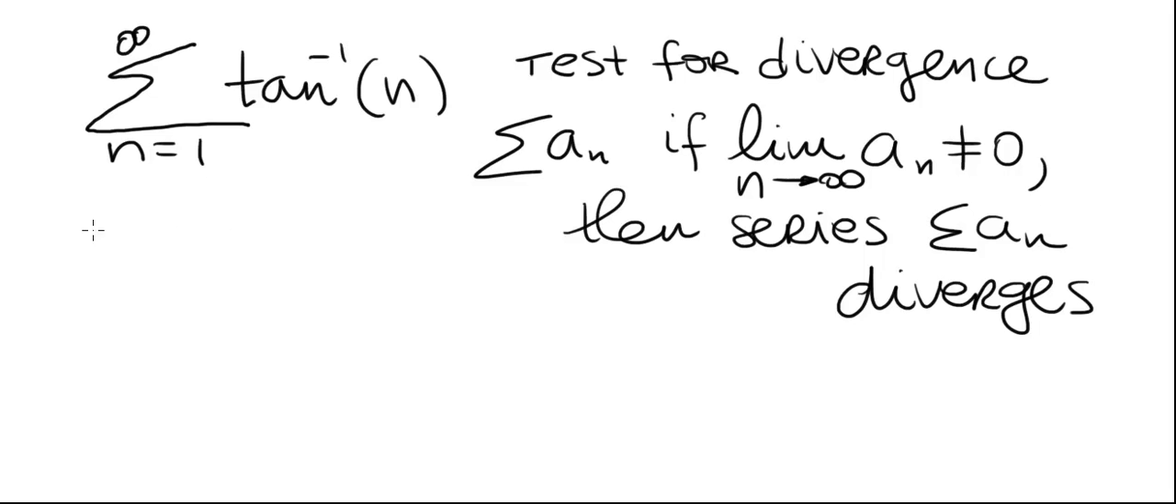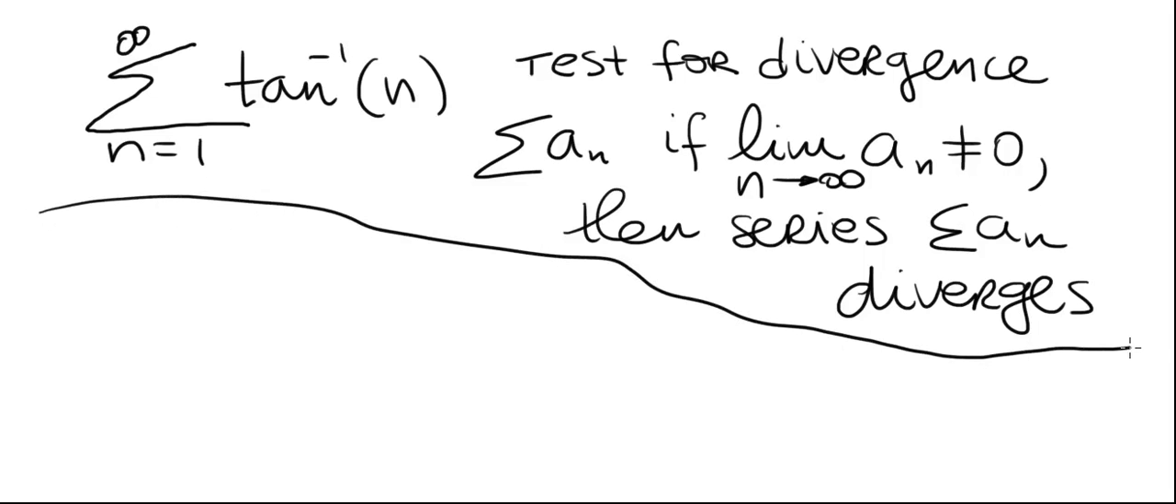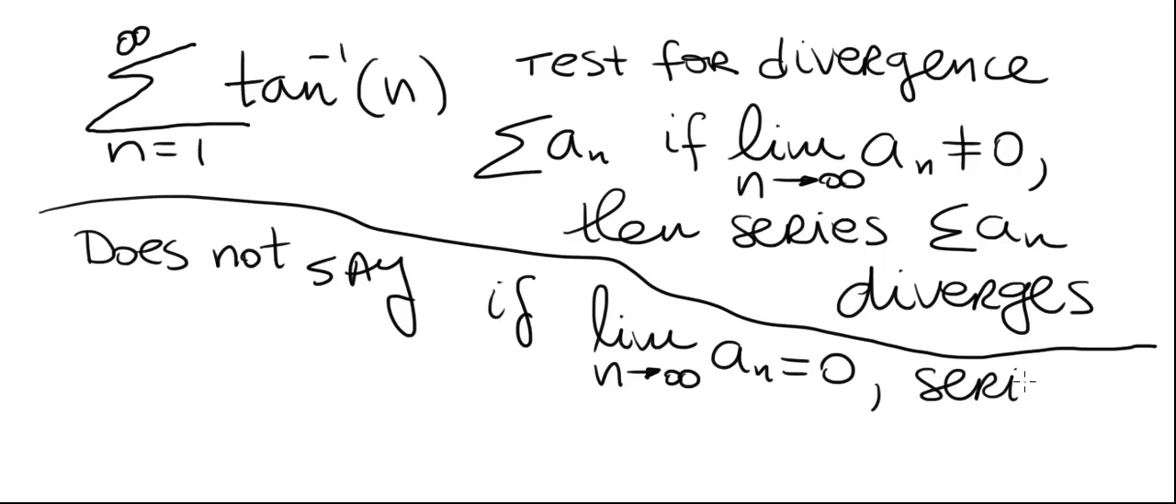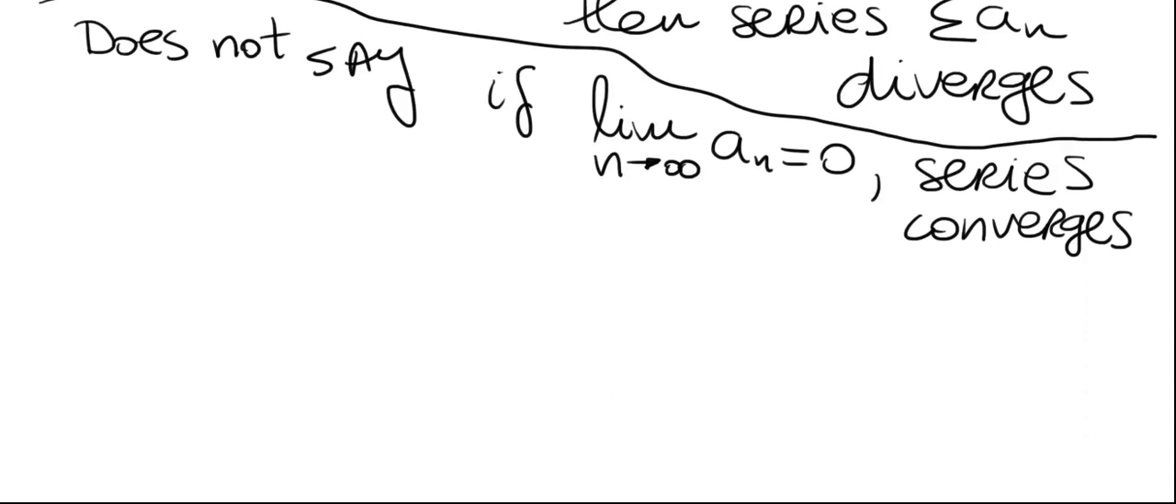Now here's what the test doesn't say. It's important not to misinterpret it. It doesn't say that if the limit as n goes to infinity of a_n equals 0, the series converges. That is not true. It may converge or it may diverge. The test is inconclusive if the limit is 0. If the limit is not 0, you're guaranteed that the series is going to diverge.